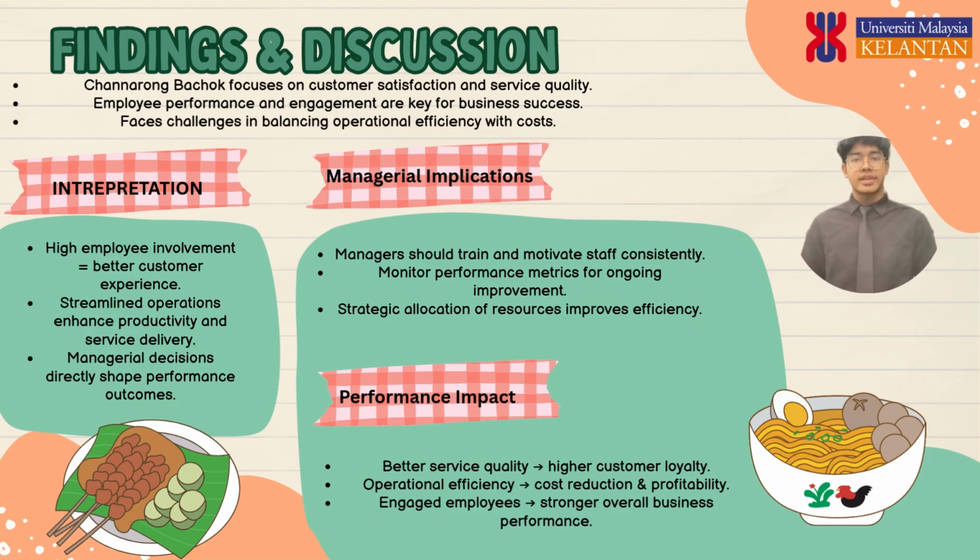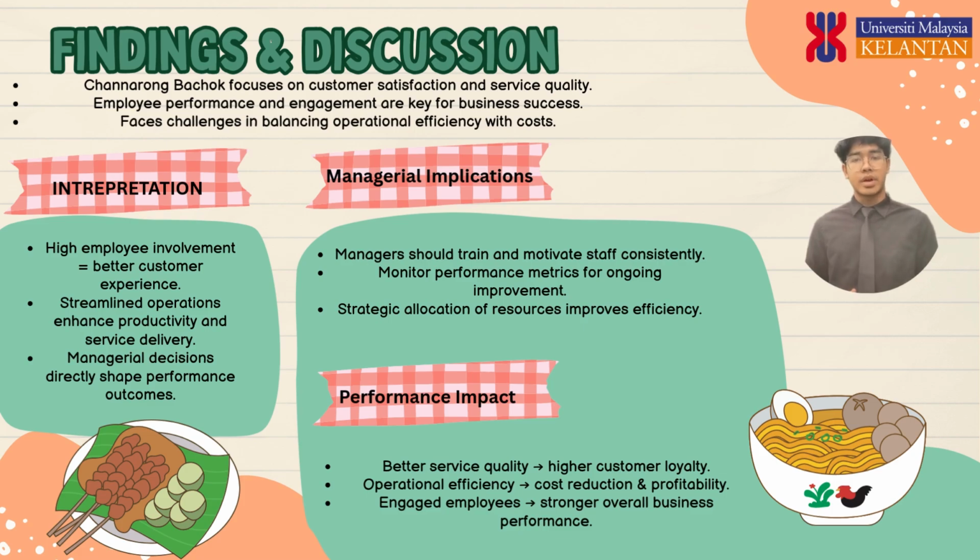Today, I will present activity-based costing, or ABC, and how it is applied to the Chanarong Bachok restaurant as part of the performance management analysis. So the first thing is, ABC is a costing method that allocates overhead costs based on activities that actually consume resources. Unlike traditional absorption costing, which uses a single basis such as labor hours, ABC links costs more accurately to the costs of overhead. This makes ABC more suitable when overhead costs are high and product variety is wide.